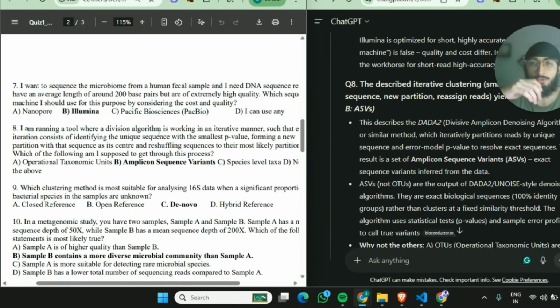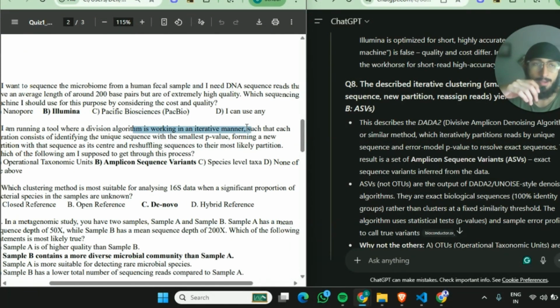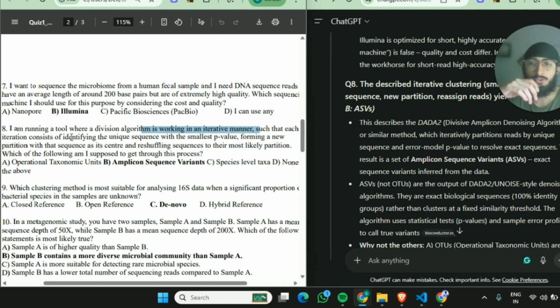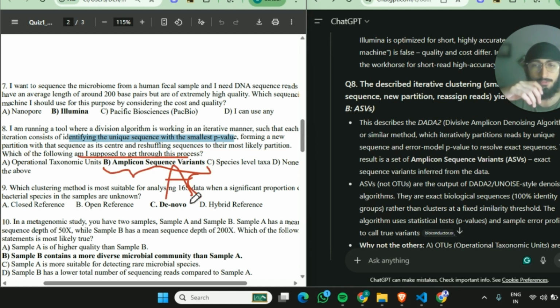Now, I'm running a tool where a division algorithm is working in an iterative manner, such that each iteration consists of identifying the unique sequence with the smallest p-value, forming a new partition with that sequence as its center, right? And reshuffling sequences to their most likely partition. Which of the following am I supposed to get through this process? So the answer is amplicon sequence variants, ASV.